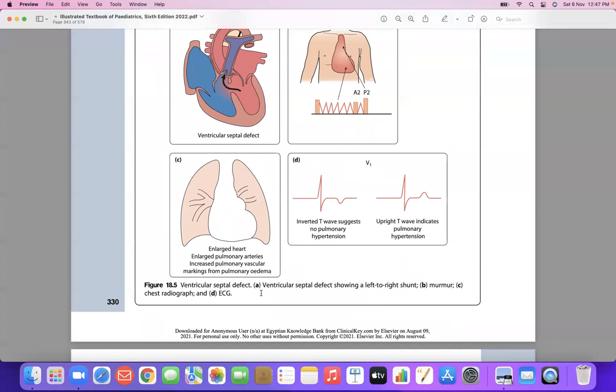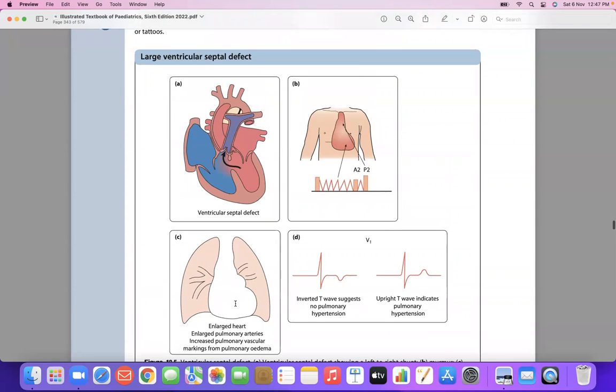So this is the ventricular septal defect, showing right to left shunt, and murmur and chest radiograph and ECG. Murmur, we all know it's a pansystolic murmur. So you're hearing it throughout.